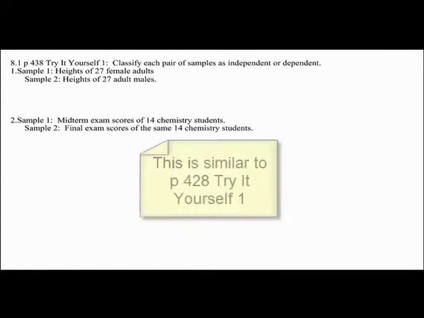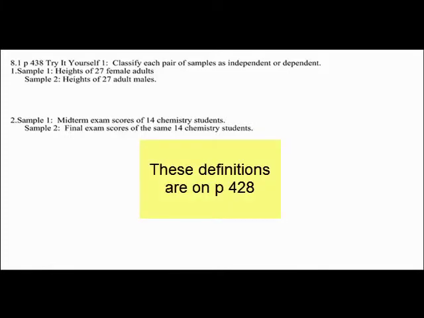F1. Classify each pair of samples as independent or dependent. Let's remind ourselves what independent and dependent are. Independent are if the sample selected from one population is not related to the sample selected from the second population. And dependent is if each member of one sample corresponds to a member of the other sample.